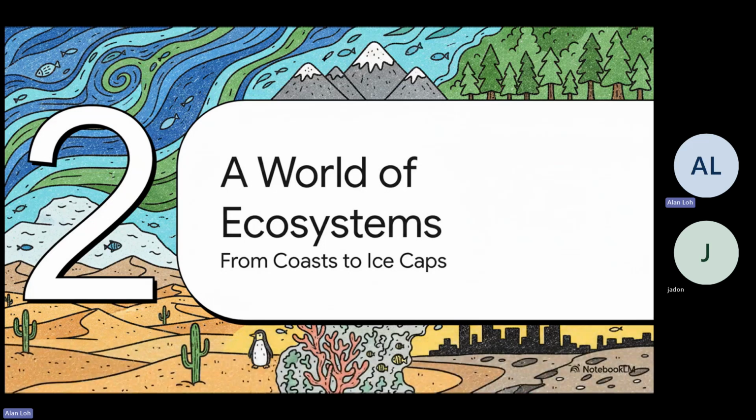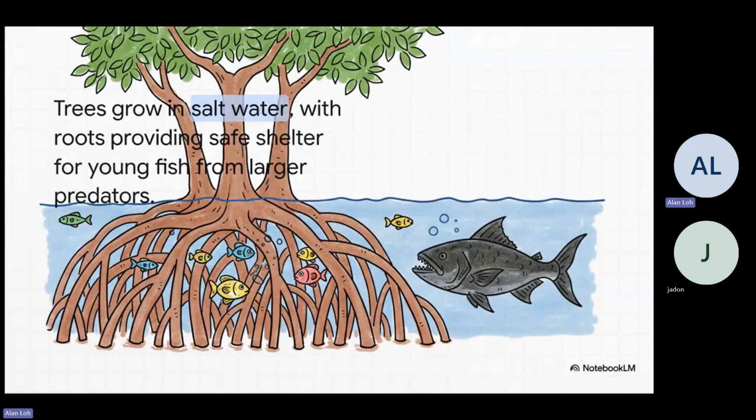Deserts. They are literally everywhere, all across the planet, in every shape and size you can imagine. For instance, take a mangrove forest. It's a world away from the desert, right? Here, you have trees that have figured out how to grow in salt water, and their tangled roots create this amazing, safe nursery for baby fish, protecting them from all the big predators out in the open ocean.